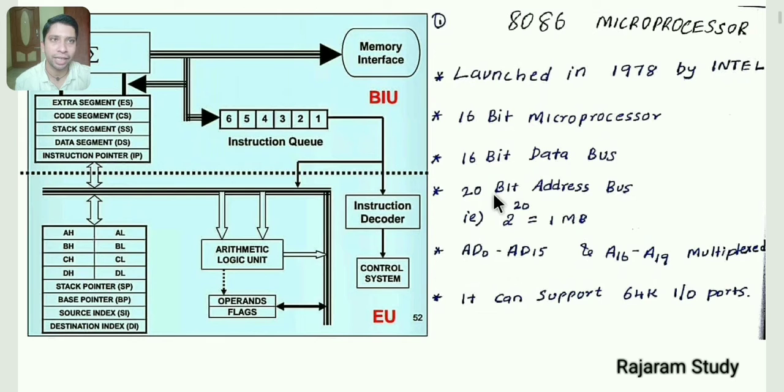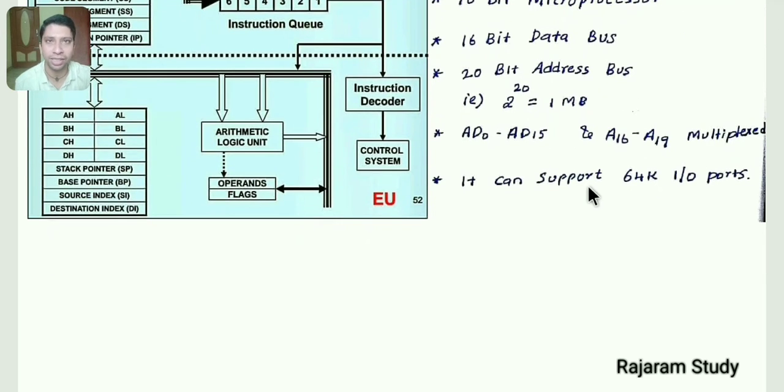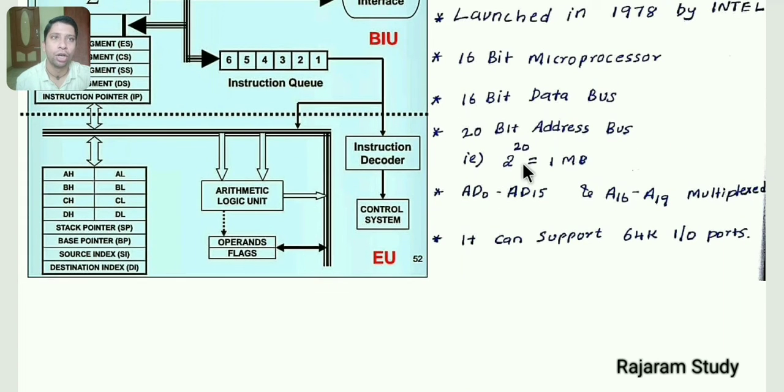This 8086 can address a 20-bit memory address. It can address 20-bit memory locations. That is, the total size it can address is 2 power 20, which is equal to 1 MB.